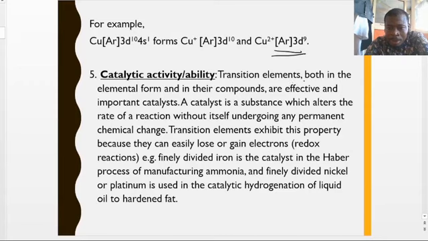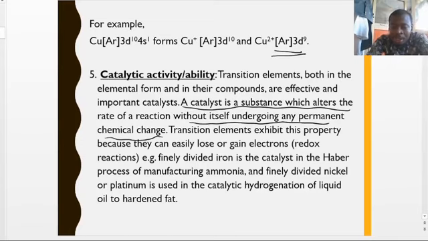Now, transition elements, both in the elemental form and in their compound form, are effective and important catalysts. A catalyst is a substance. This is just a simple definition of a catalyst, as a form of remembrance. A catalyst is a substance which alters the rate of a chemical reaction without itself undergoing any permanent change. So transition elements exhibit this property, and the primary reason is that they can easily lose or gain electrons. So they undergo redox reactions. They can easily lose electrons and also gain electrons without themselves undergoing any permanent change. They do not interfere in the reaction in the process.